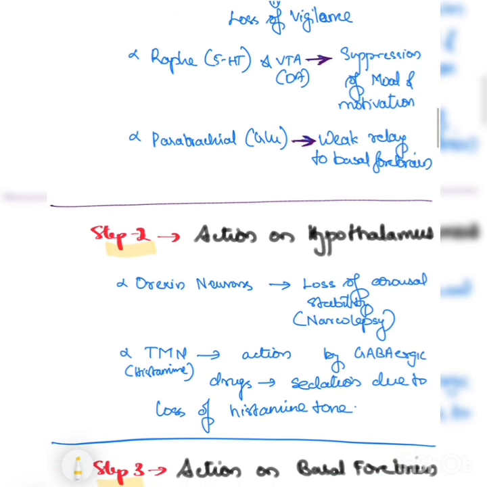Coming to the parabrachial nucleus, glutamate is a major neurotransmitter. Action of anesthesia can lead to weak relay to the basal forebrain.